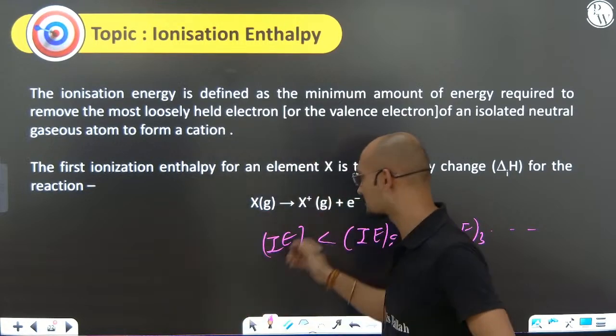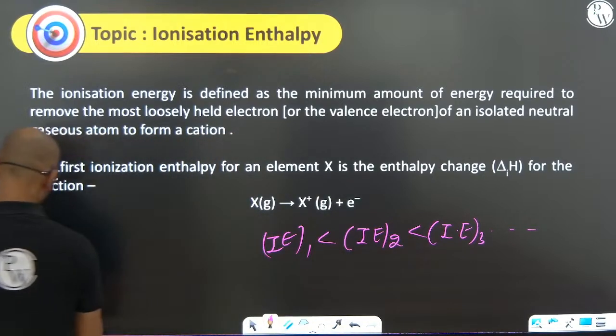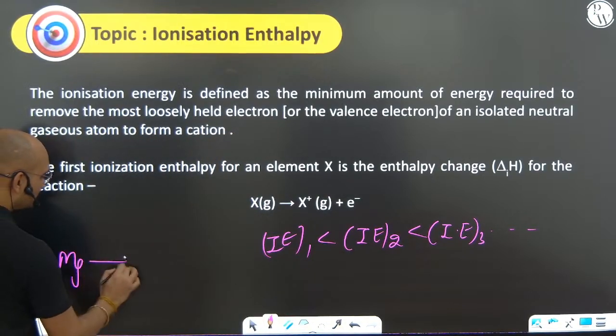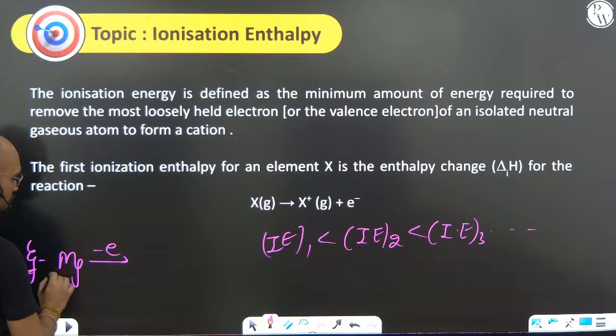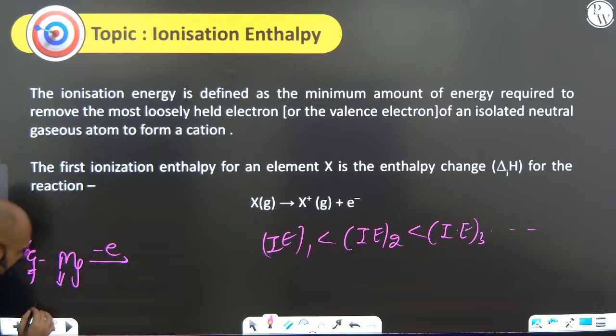Let me give you an example: take magnesium. If you remove electrons from magnesium, look at its configuration: 1s2, 2s2, 2p6, which is directly the neon core, and then 3s2.